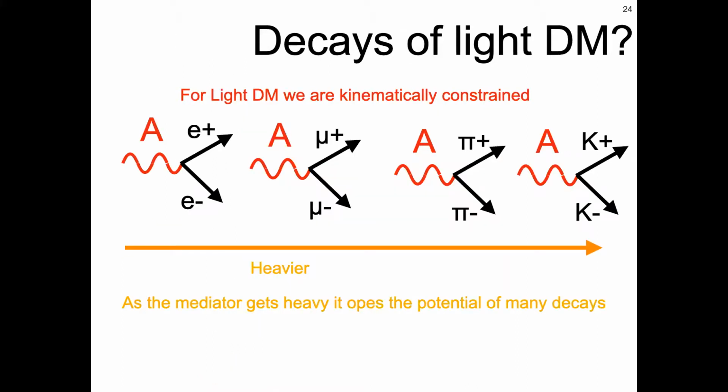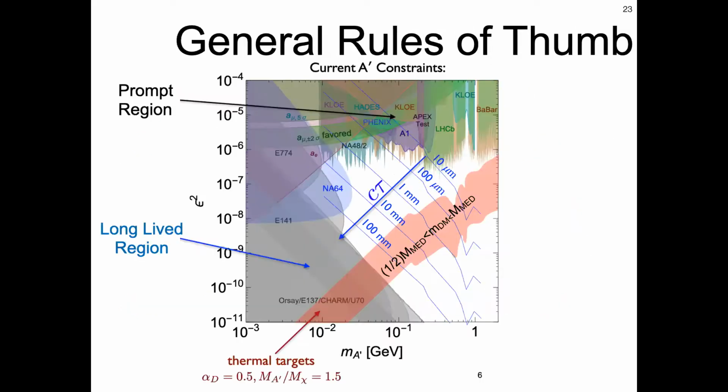All right, so what can the dark photon decay to? Well, when it's really light, it can only decay to electrons. This is just because the mass of the electron is very light. And if the mass of the dark photon is heavier than 2 times the mass of the electron, it can decay to electrons.